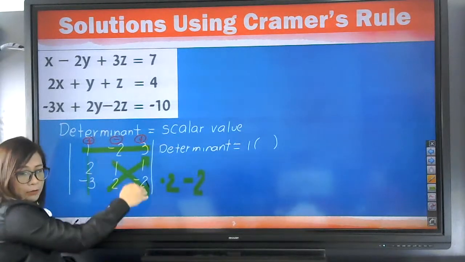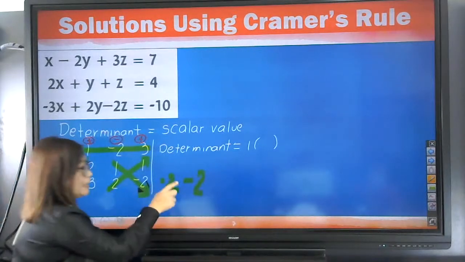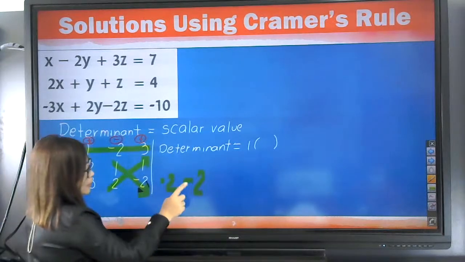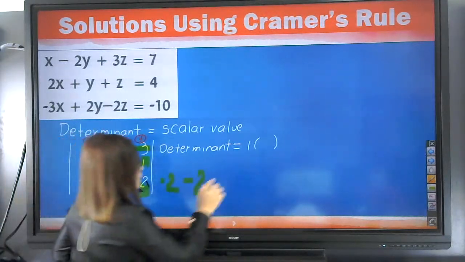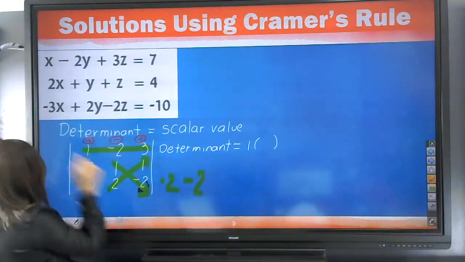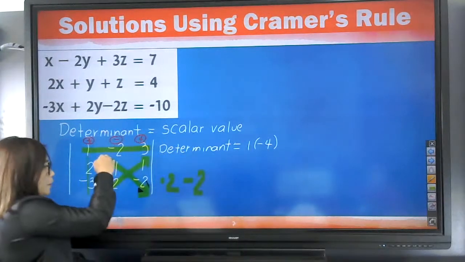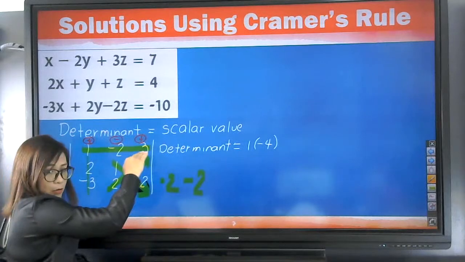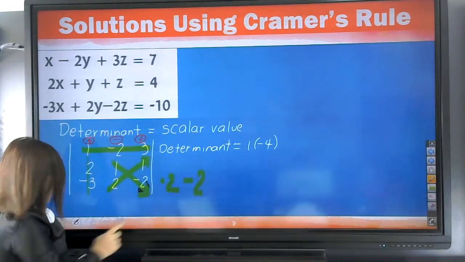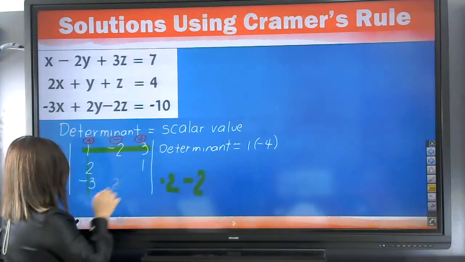And then 1 times -2 is -2 minus 2 times 1 is 2. Again, product of arrow down, 1 times -2 is -2, minus product of arrow up, 2 times 1 is 2. So the answer is equal to -4. So you have to write -4 here. Again, always arrow down minus arrow up. Okay, that's it. I'll erase this one now so we can proceed to the next.